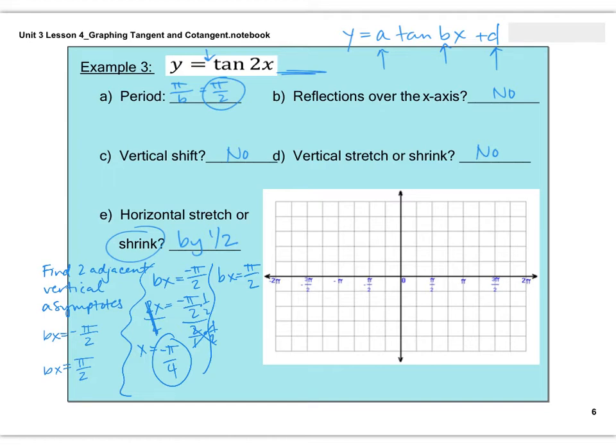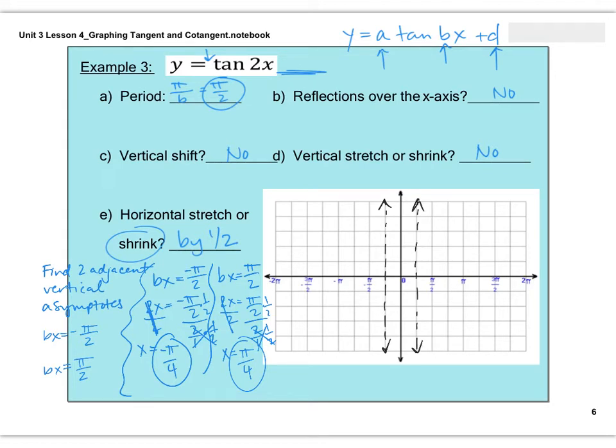Let's find the other one. Normally it's pi over 2. Plug in your 2. Solve for x. So you have x equals, think of this as 2 over 1, multiply by the reciprocal. These cancel, and you have pi over 4. So because we had a horizontal shrink, our vertical asymptotes, instead of going at negative pi over 2 and positive pi over 2, are going to go at negative pi over 4 and positive pi over 4. There are our first two vertical asymptotes.